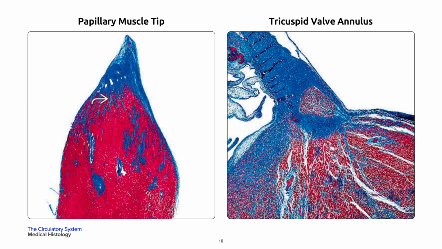On your right, similar to the papillary muscle tip, the dense collagenous interventricular valve annulus also shows some interdigitation with the myocardium.